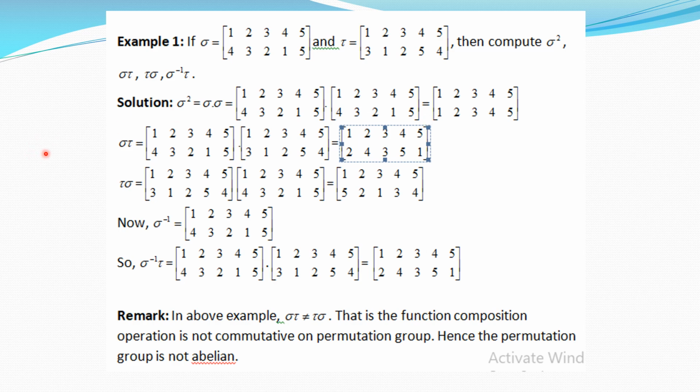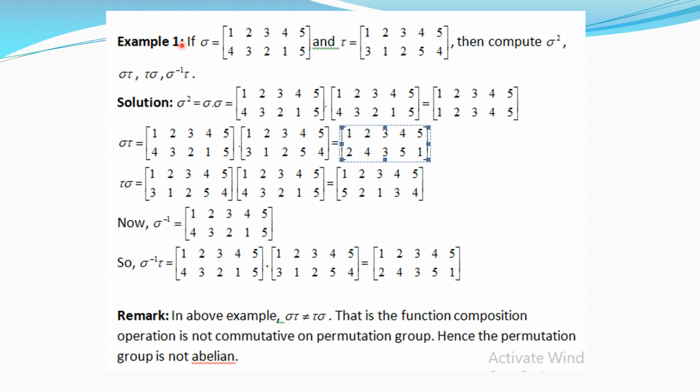Same way we can find sigma tau. This is sigma, this is tau. Now 1 goes to 3, 3 goes to 2. So here it is 2. Then 2 goes to 1, 1 goes to 4. So the second element is 4. In this way we can find tau sigma also. Now the next part is sigma inverse tau. But for that we need to calculate sigma inverse.